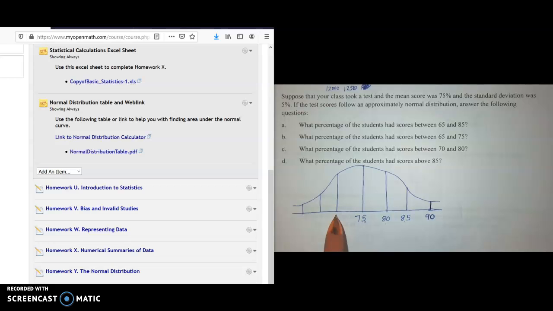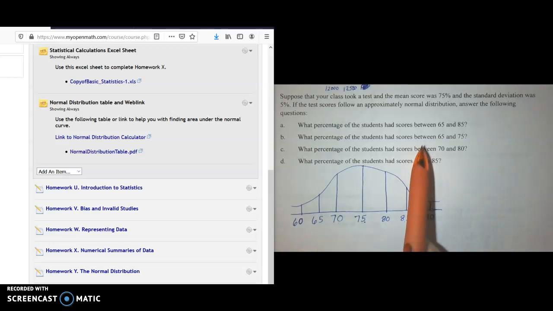Then on this side I'm going to subtract. So 75 minus 5, that's 70. 70 minus 5 is 65, and 65 minus 5 is 60. So now I can answer these 4 questions.